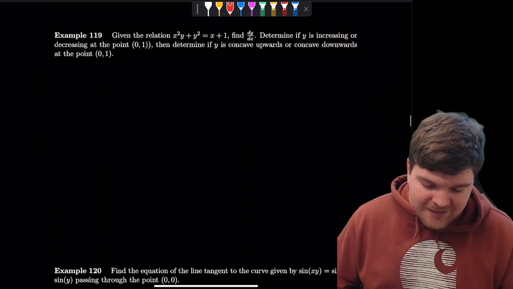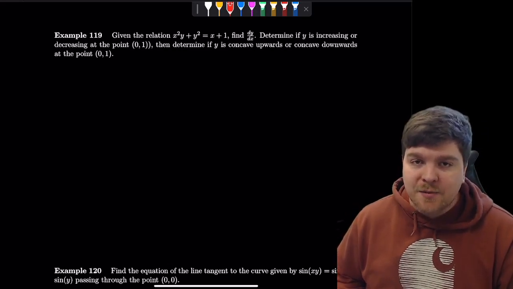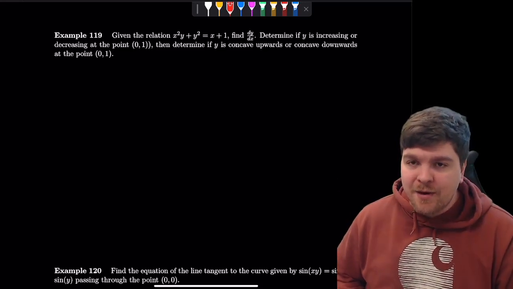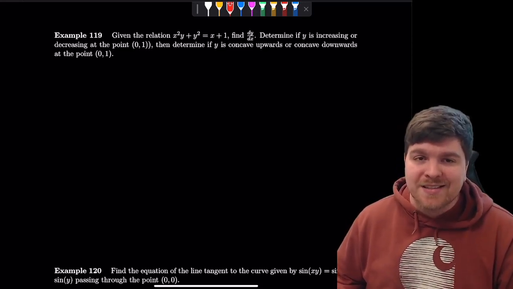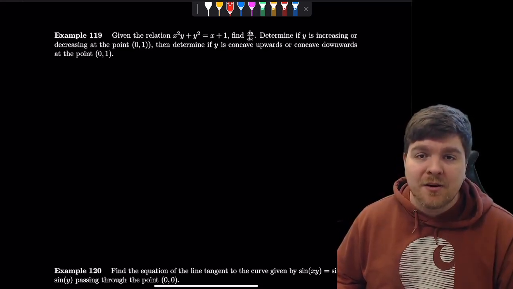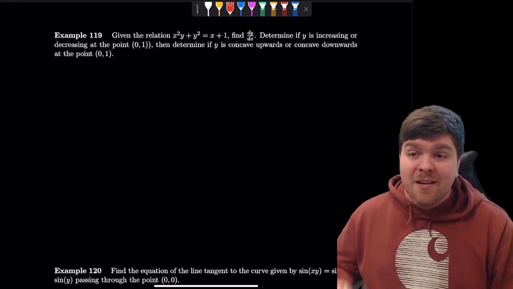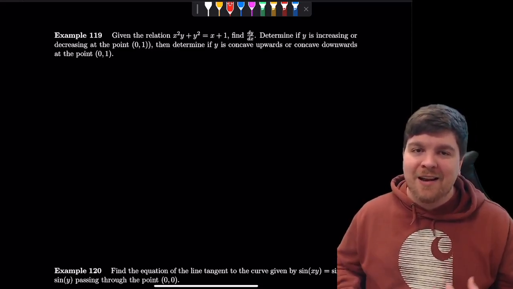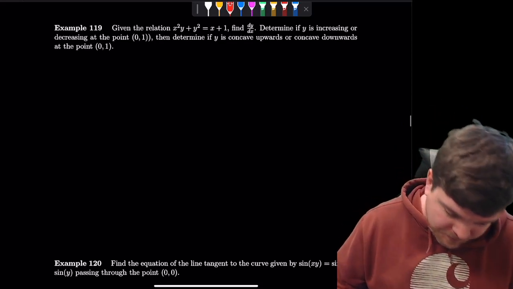So example 119 says, given this relation or this implicit equation, x squared times y plus y squared equals x plus 1, here we're asked to find dy/dx, and then we're asked to determine the behavior of y at the point (0, 1), and then determine if y is concave upwards or concave downwards at the point (0, 1). This is a pretty tricky question, but I think we can work our way through it. So first of all, let's just start by finding dy/dx.